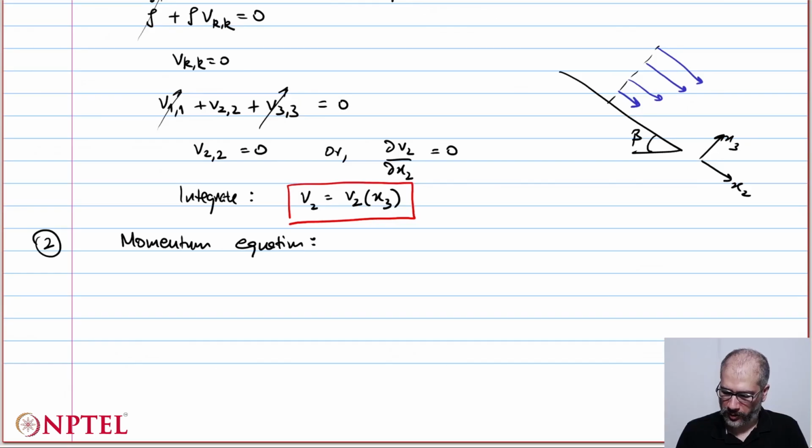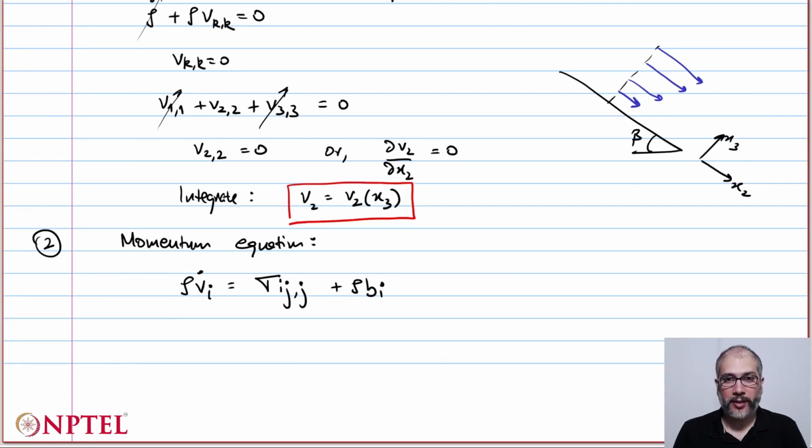So the momentum equation was that rho times v_i dot is sigma_ij comma j plus rho times b_i. So that's the local form of the momentum equation, that is, it's valid at each and every point inside the fluid domain.